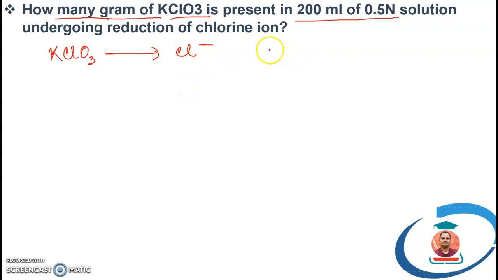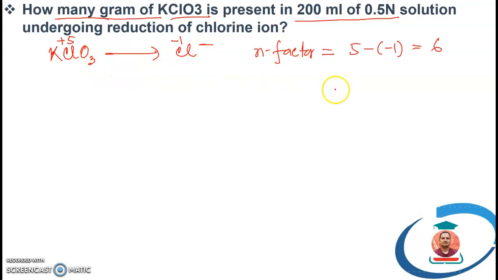So we have to find out the N factor. How to find out the N factor? It is the change in oxidation state. Here the oxidation number of chlorine is plus 5 and here it is minus 1. So it is 5 minus (minus 1), that equals 6. So the N factor is 6. We have calculated the N factor for this reduction process.